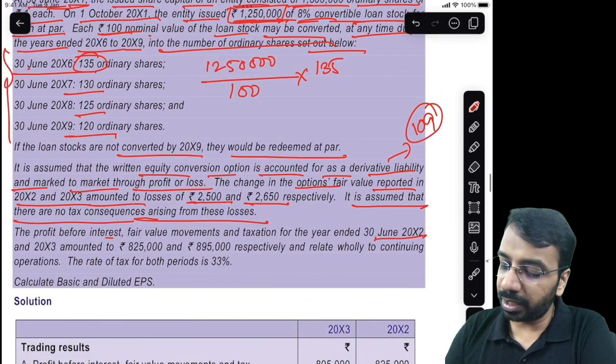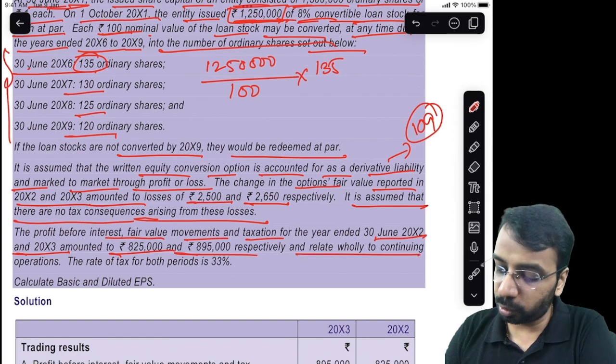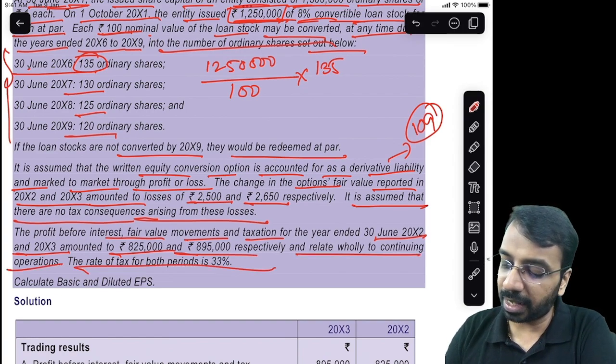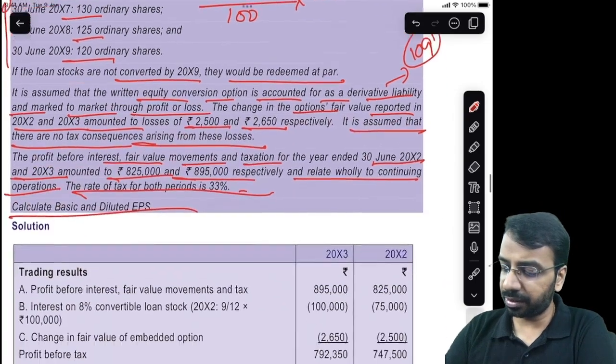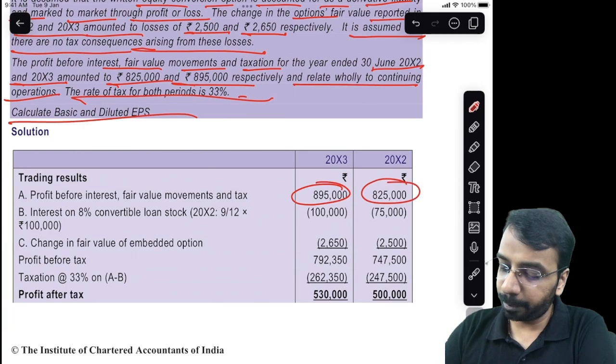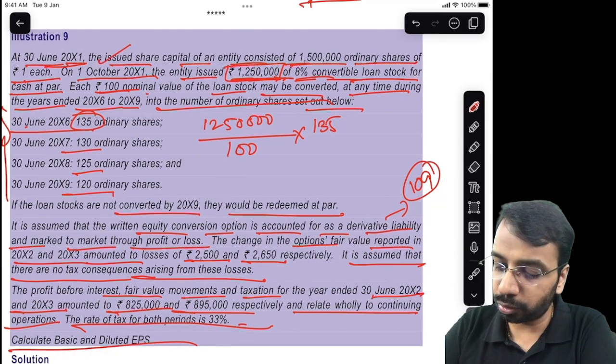The profit before interest, fair value movements and taxation for the year ended 30th of June year 2 and year 3 amounted to 825 and 895 and relate to wholly continuing operation. Rate of tax is 33%. Calculate basic and diluted EPS. Basic EPS is very straightforward. Take the profit minus interest on 8% loan stock. When did we issue? We issued on 1st of October.